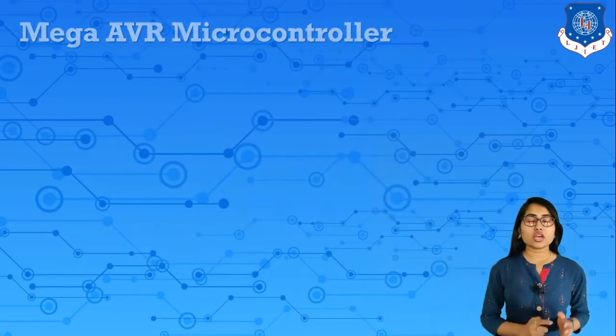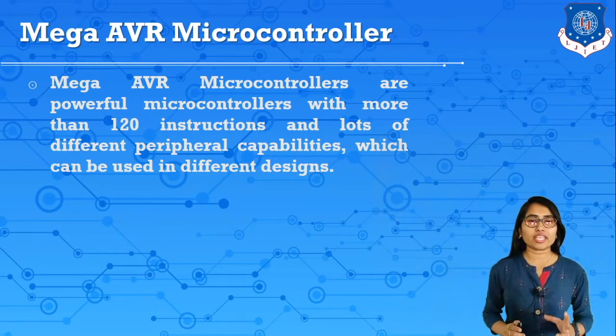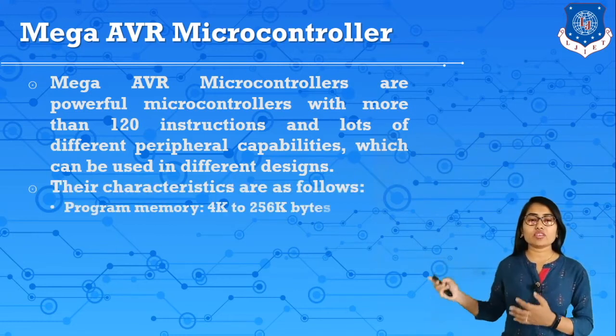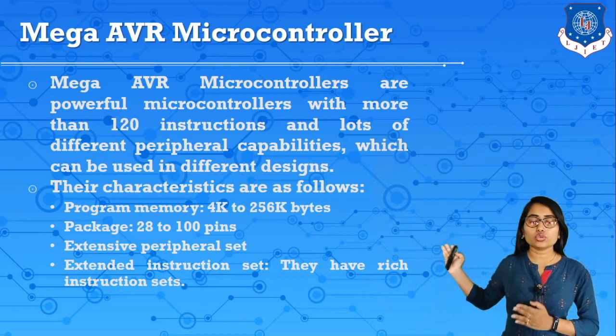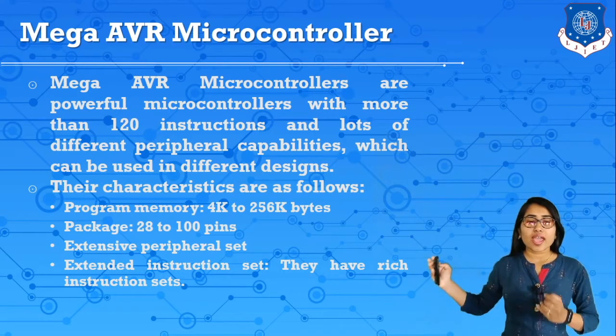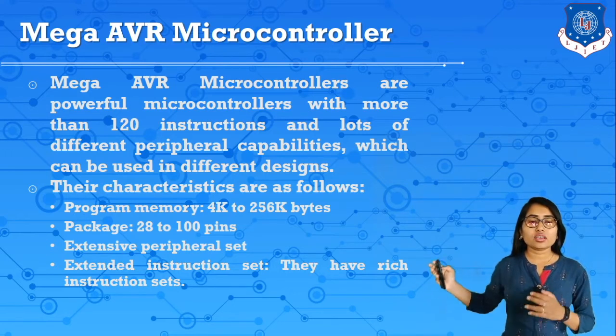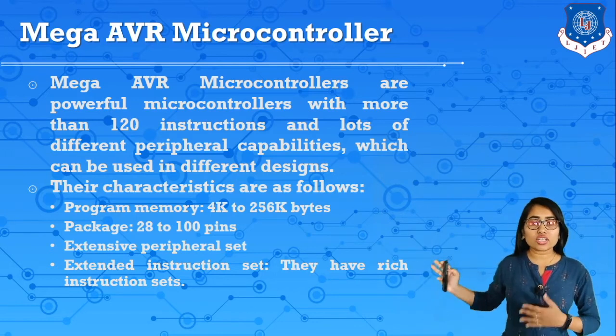Next, the mega AVR microcontroller. Mega AVR microcontrollers are powerful microcontrollers with more than 128 instructions and a lot of different peripheral capabilities which can be used in different designs. The mega AVR has characteristics like program memory of 4K to 256K bytes, packages with 28 to 100 pins, an extensive peripheral set, and a rich instruction set.